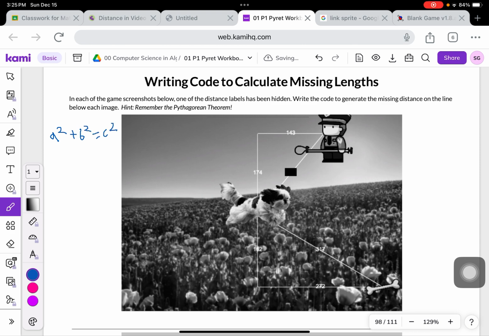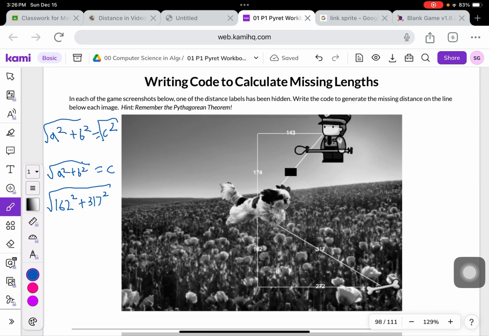So if we solve this for c, we're going to take the square root of both sides. We get c equals the square root of a squared plus b squared. So if you take, say, 162 and square it, and then add 317 and square it, and then take the square root.